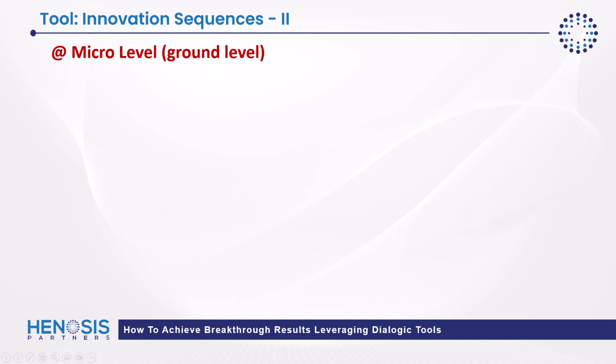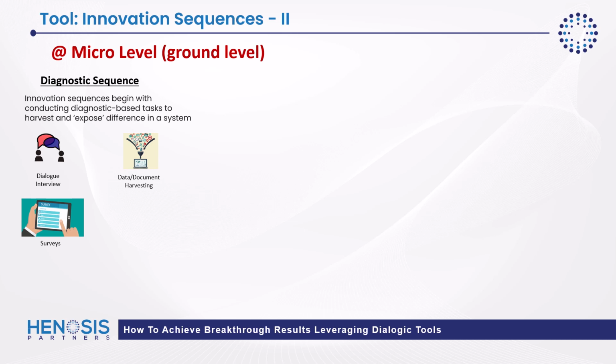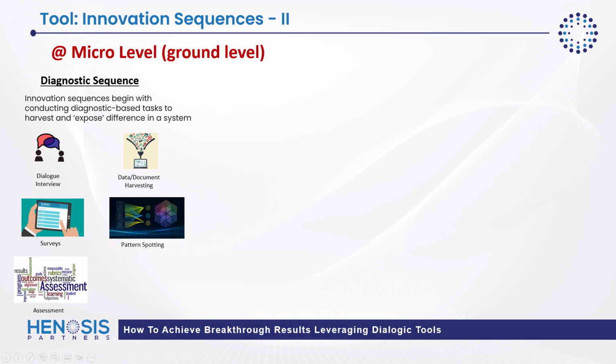And lastly, innovation sequences manifest at micro level or ground level. At ground level, innovation sequences begin with conducting diagnostic-based tasks to harvest and expose difference in a system. The tasks we perform are conducting dialogue interviews, performing data and document harvesting, conducting surveys, pattern spotting, conducting assessments, and conducting focus groups. The diagnostic sequence, as mentioned, is the first sequence of the hybrid OD model.